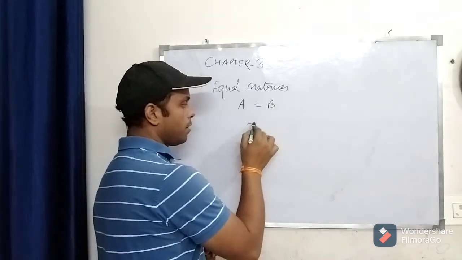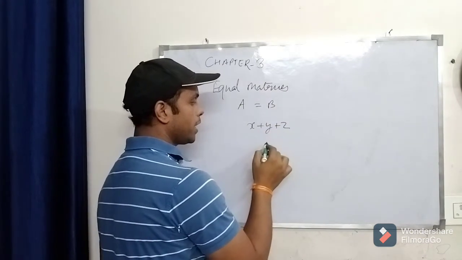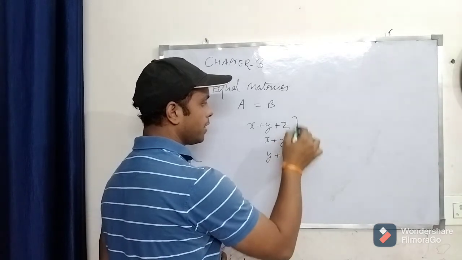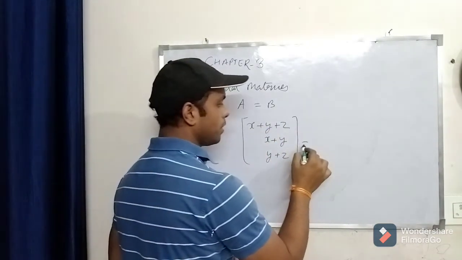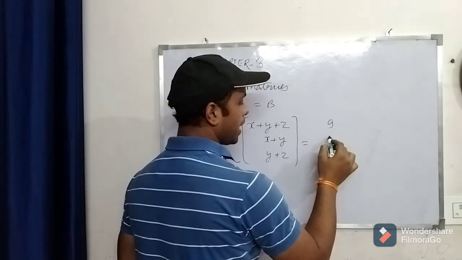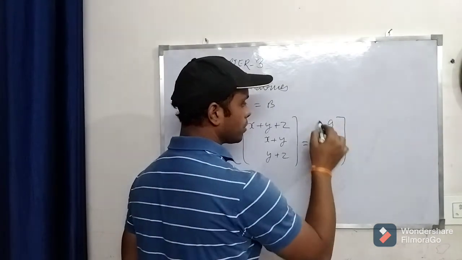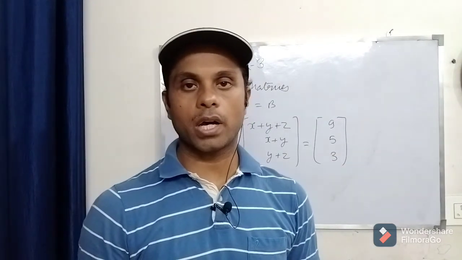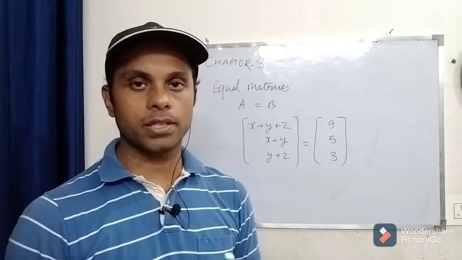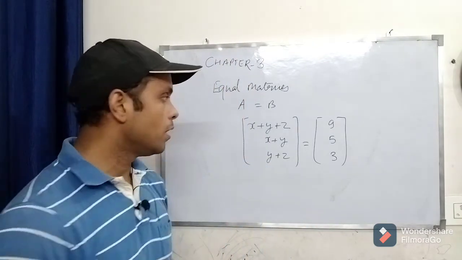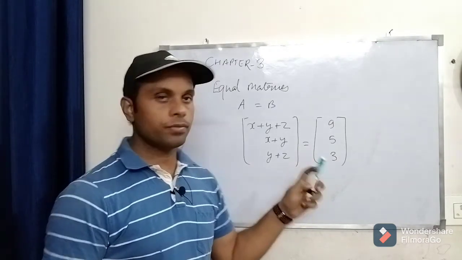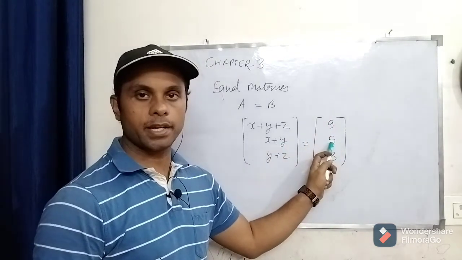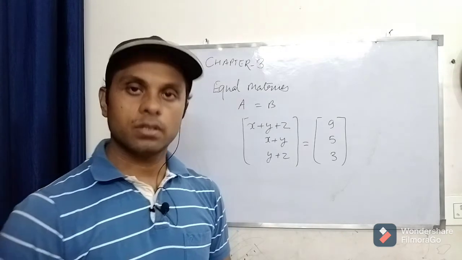Okay, another example. Suppose a column matrix x plus y plus z, x plus y and y plus z is equal to 9, 5, 3. Suppose these two matrices are equal, then find the value of x, y and z. Look how to find these values. It's a very simple question. These two matrices are equal, therefore the first element must be equal to the first, the second to the second, and the third to the third.